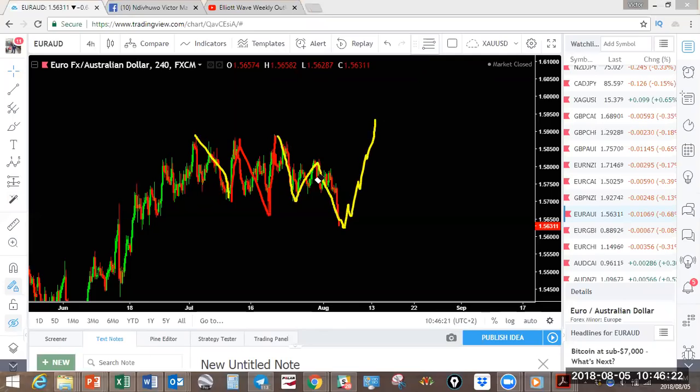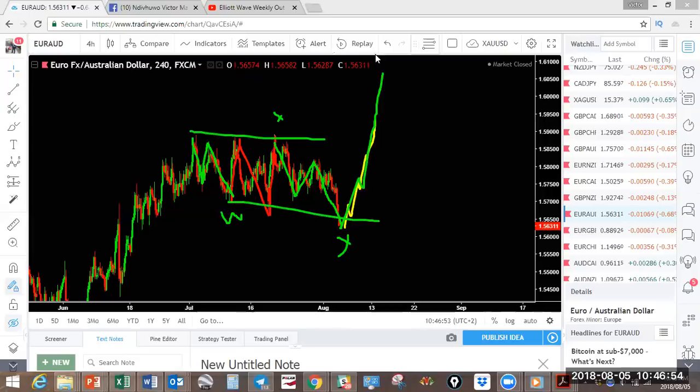Okay, so let's just draw this one clearly. This will be in the same degree as this one. Let's do that one in green so you can see what we're looking at. So this will be a 1, 2, 3, and then this will be another 1, 2, 3. So you see that these are two. There's a flat correction in combination with another flat correction giving you this WXY structure. So let's see if this will push even lower, or if we're going to get a bit of a bounce here for the move to the upside that we're looking at on EURAUD.